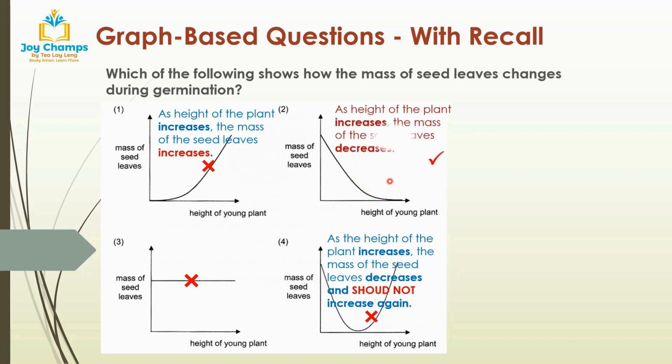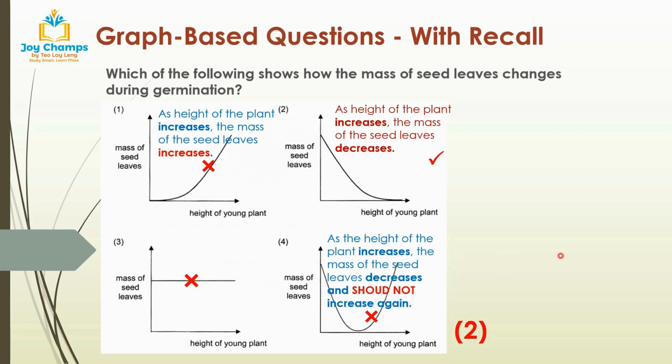That is correct, because the stock food has been used up, the mass will definitely start to drop. So the correct answer to this question is option number 2. Boys and girls, I hope you understand how to tackle a graph-based question now. Remember, always describe what changes in the y-axis with reference to the x-axis.